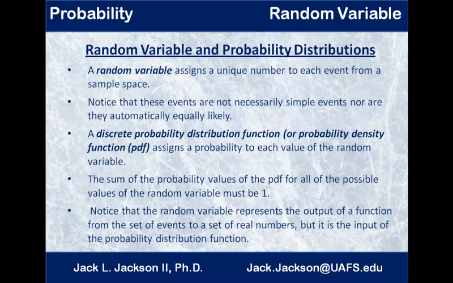Notice that the random variable represents the output of the function from the set of events to the set of real numbers, but it's the input of the probability distribution function. So we have a composition going on here where we start with the sample space and we give those things a number, a value of the random variable. It's the output of that function. But then that random variable becomes the input for the PDF.